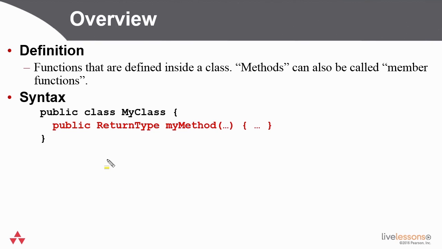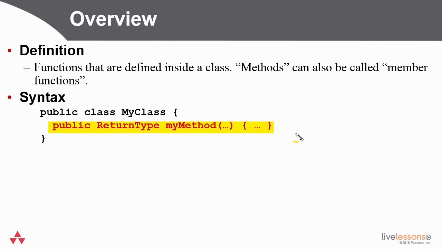And the way to define a method is to say public or private. We'll discuss the distinction shortly. Give the return type, like it returns a string or an int. You can say void if it doesn't return anything at all. Give the name of the method. Give the arguments to the method in parentheses, and then define the body of the method. And in Java, that's the only way to define a method or a member function.